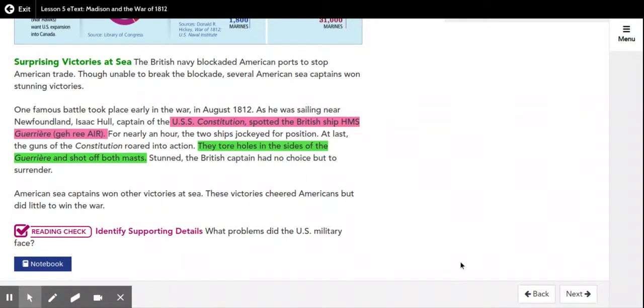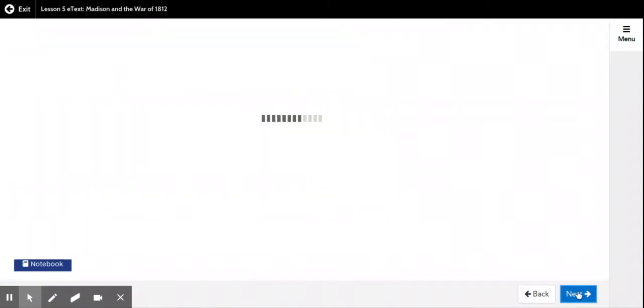That doesn't cover the problems, but that gives you a little bit of the video that you watched and a little bit of understanding about this USS Constitution.